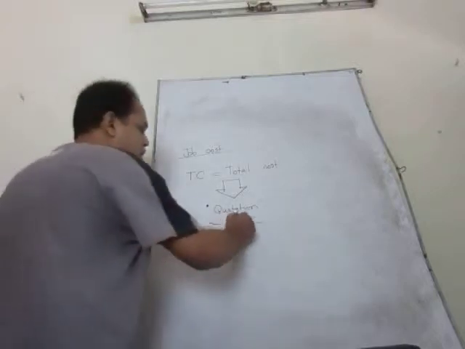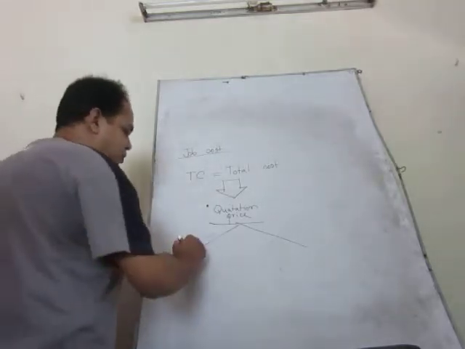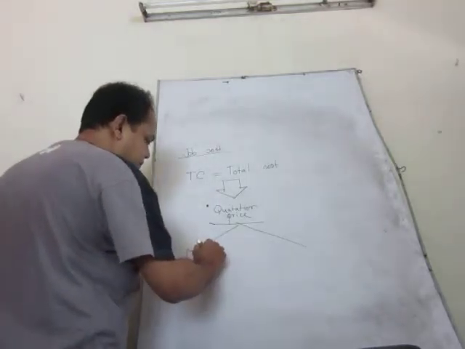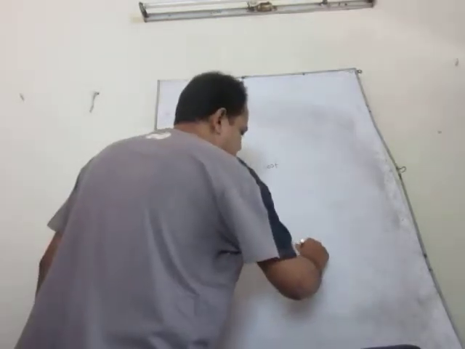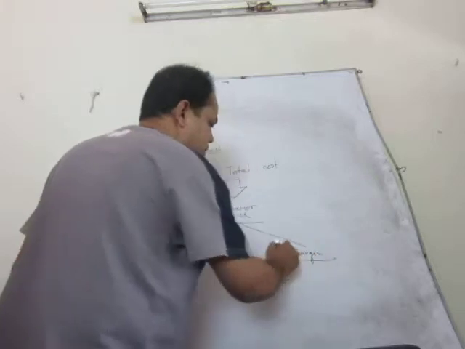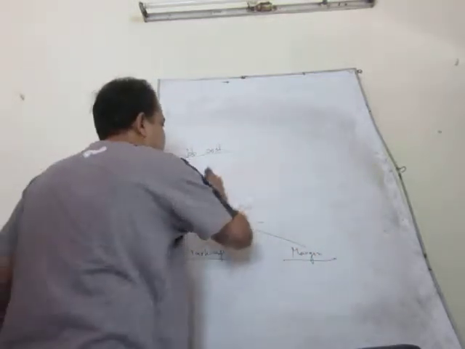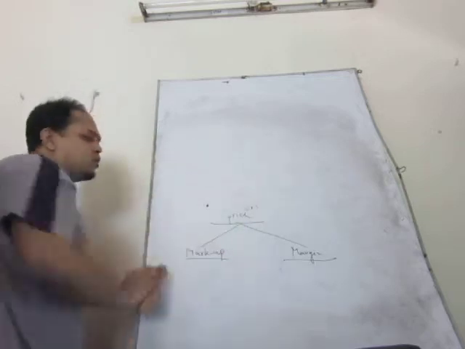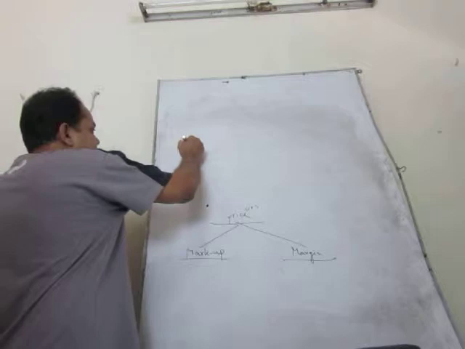So how is this quotation price set by the manufacturer? There are two different ways the manufacturer can go about making the quotation price or the selling price. One is markup pricing, another is margin. So how can you go for that? First of all, there is markup pricing.